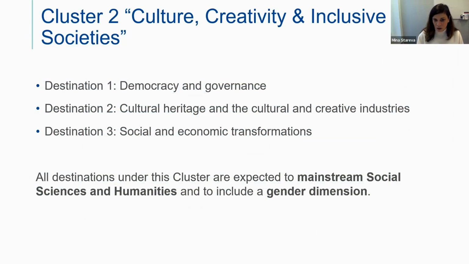In particular, this cluster mobilizes multidisciplinary expertise in SSH, so social sciences and humanities, for understanding fundamental contemporary transformations of society, economy, politics, and culture. So you can see that it is divided in 3 intervention areas, namely democracy and governance, cultural heritage, and socioeconomic transformations. What is important to know is that all topics under these clusters are expected to mainstream social sciences and humanities and to include a gender dimension in research and innovation content.